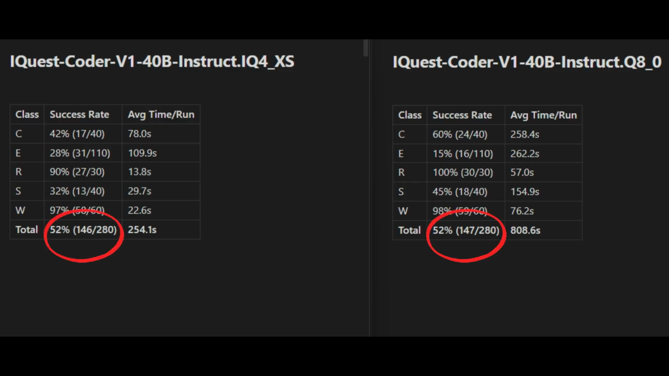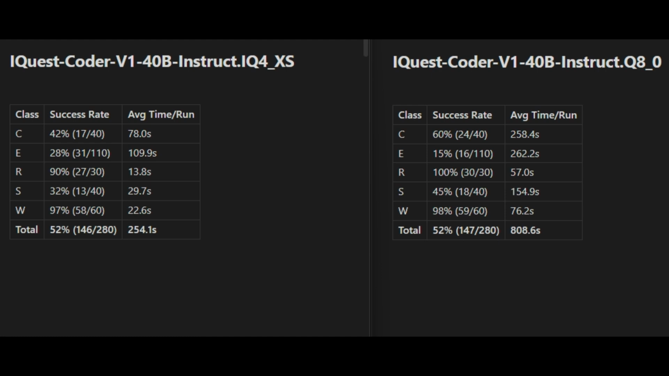Both quantizations succeeded in about 52% of the cases. So quantization-wise, you can safely use IQ4 if you want. Strix Halo ran about 3.5 times longer, surprisingly better than the pure speed benchmarks from llama-bench.